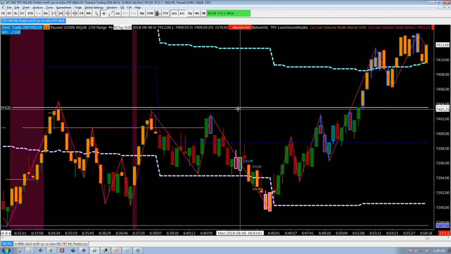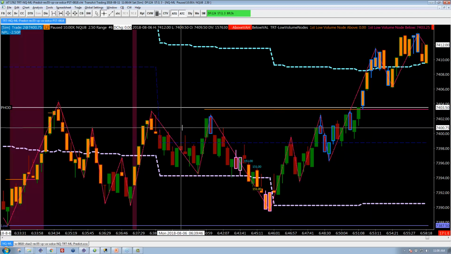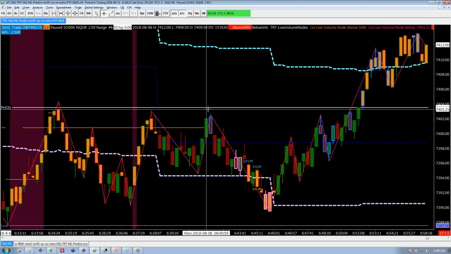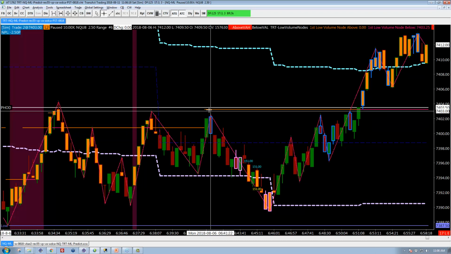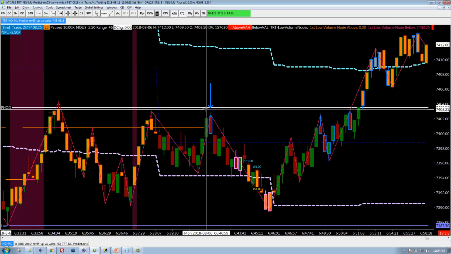The low volume nodes are drawn on screen in time as the bars draw, and I'm drawing the closest low volume nodes to the current bar. So if you'll notice here on this bar right here, there's an orange line, a low volume node formed right on this bar. It used to be down here. All right. And then it just kind of stuck around because there was no more trading in that area.